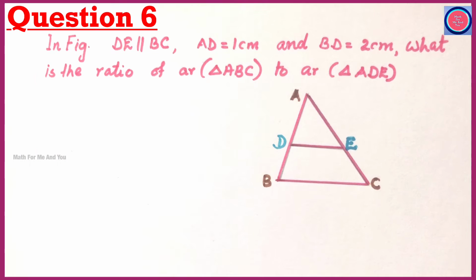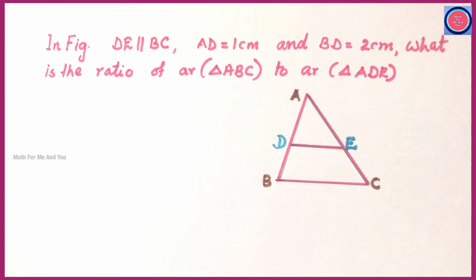Let's begin. In the figure, DE is parallel to BC. AD equals 1 cm and BD equals 2 cm. What is the ratio of the area of triangle ABC to the area of triangle ADE? It's a question with 1 mark. It's most repeatedly coming in board exams and is very simple, very easy to answer.